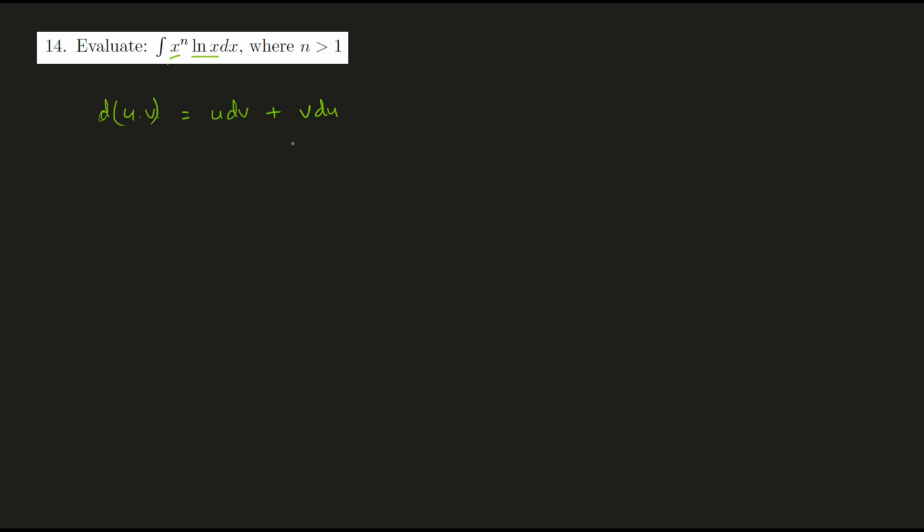Now the trick is that we need to suppose u to be one of the functions from these two. Okay, and dv would be the other function. So one of these would be u and the other one would be dv. Right, and if I am successful in doing that, I would be able to get to the answer.